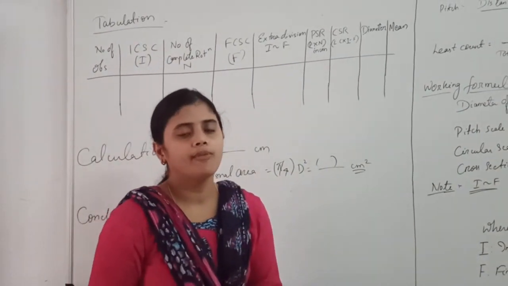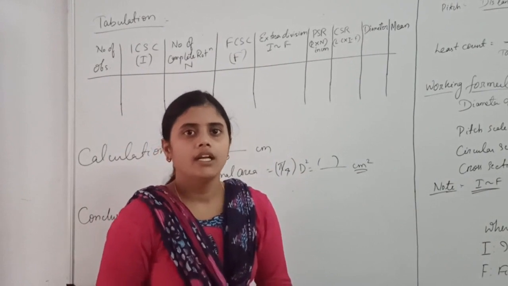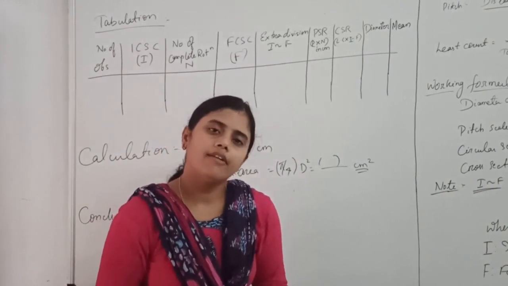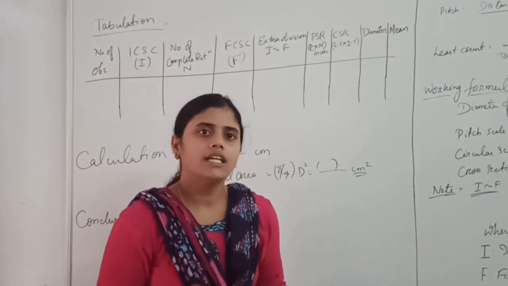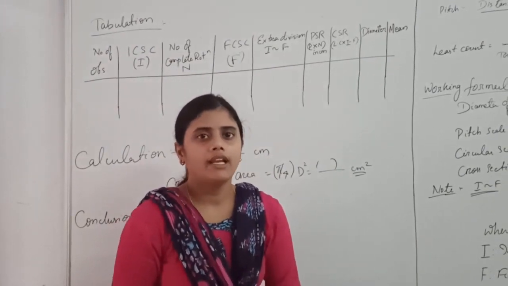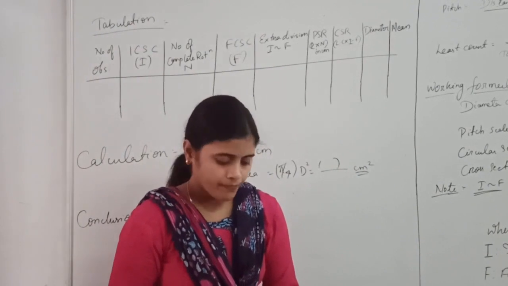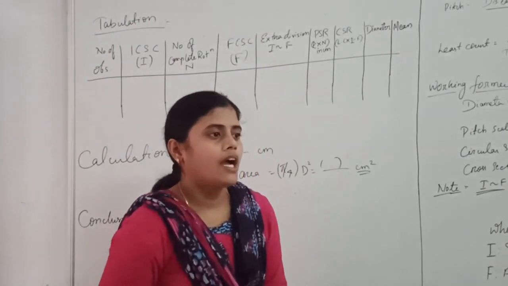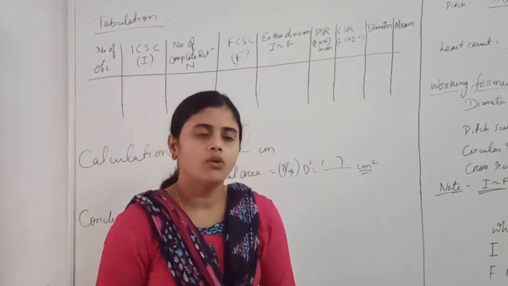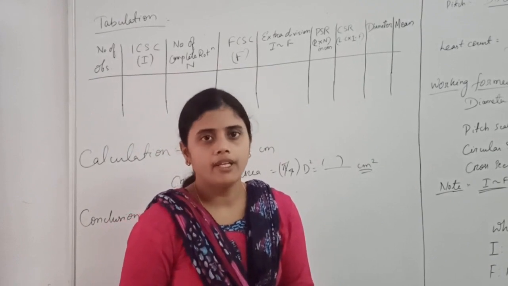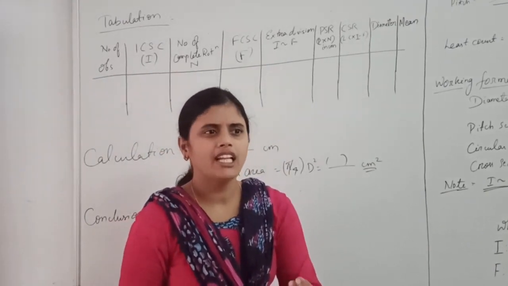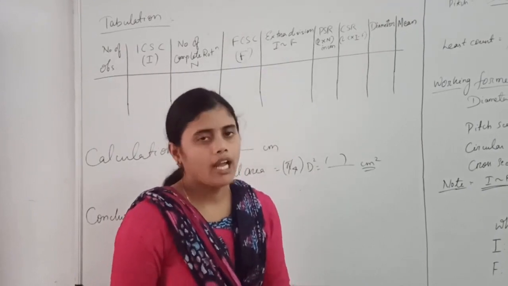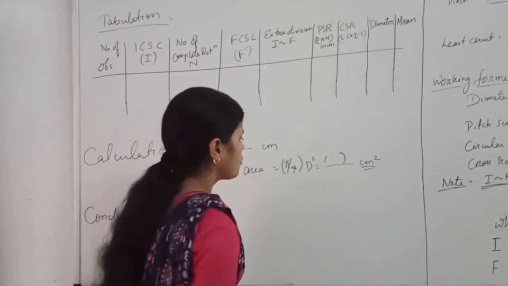Similar procedure you have to do for the plain lamina. In case of plain lamina, we only have to determine the thickness. After finding the thickness, that is the conclusion: the thickness of the plain lamina is found out to be this much. And if you want to find out the volume of the plane lamina, you have to take the help of the graphical method. I will tell you about the graphical method.